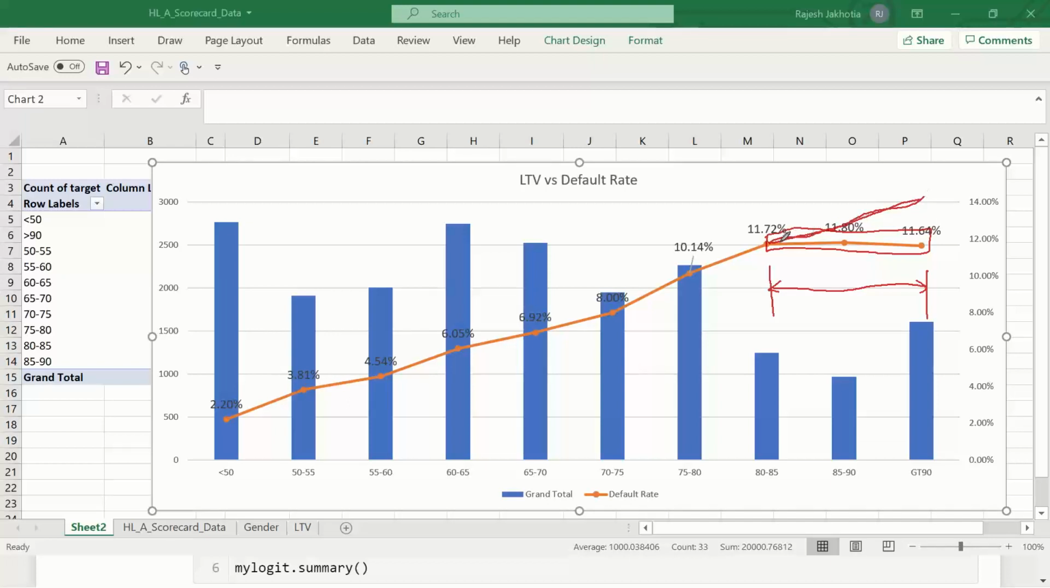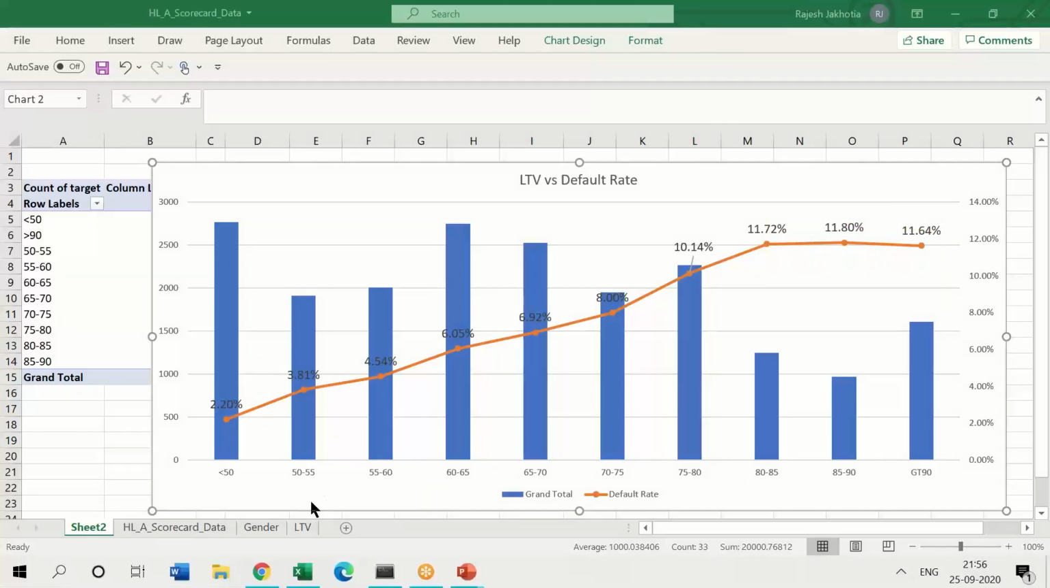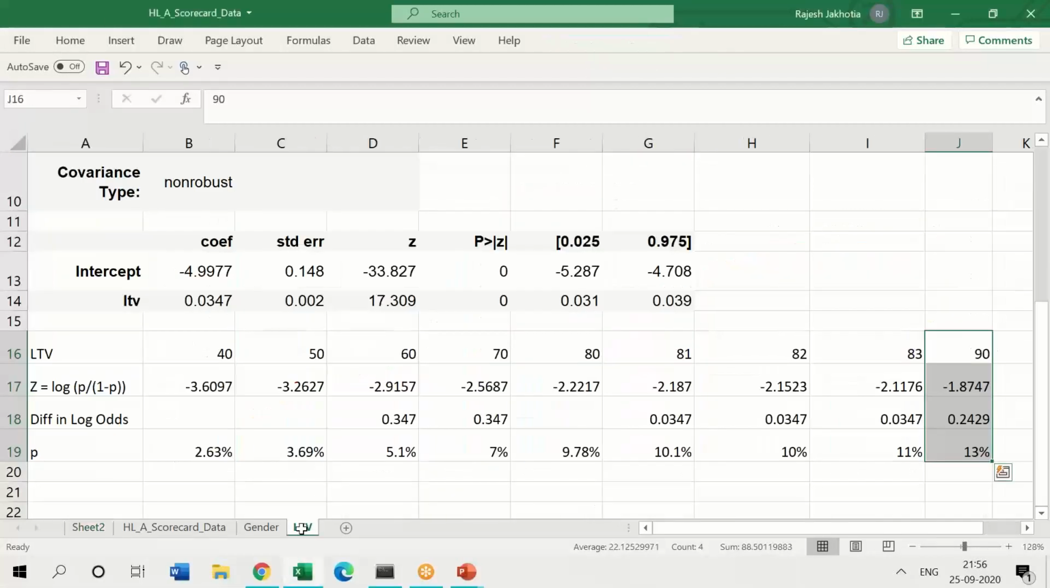As such, I will not cap at 80. I will assume that what the equation is giving me, a higher default rate for 90 as compared to 80, is right. As such, this variable is accepted in the model without any transformation. Okay.